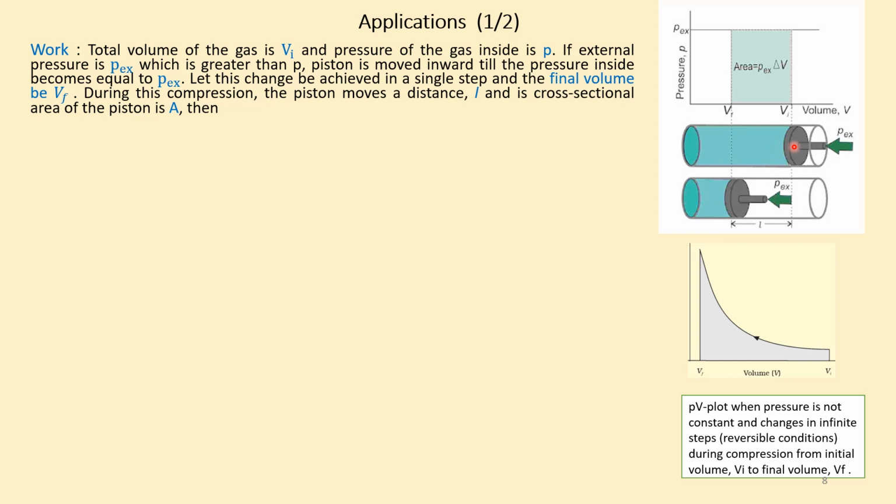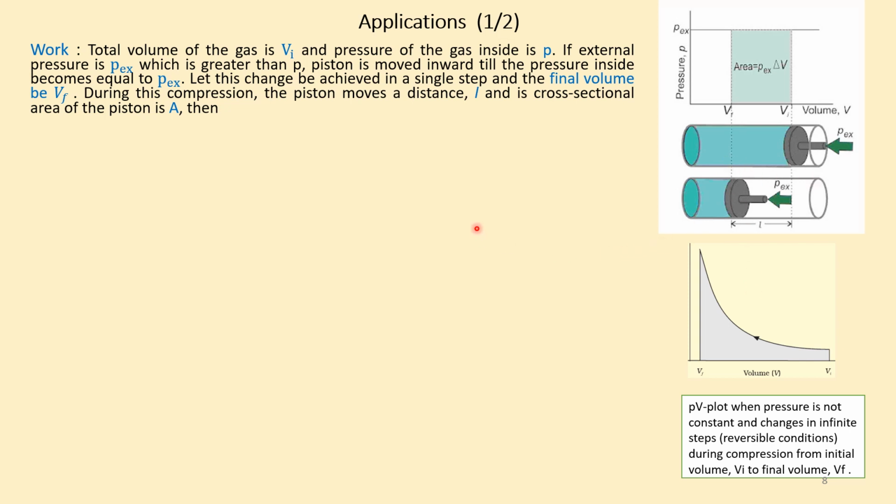Let this be the change in volume. So when it is compressed, the final volume is represented by Vf. Due to this compression, the piston moves a distance L. Initially it was here and in the final position it is here, and the distance between the two positions Vi and Vf is shown here. In the graphical representation, the initial volume is Vi here, the pressure was more, and then the final volume is shown here, and the graph goes down exponentially. So in the PV plot, when pressure is not constant, the changes in infinite-step reversible conditions during the compression from initial volume Vi to final volume Vf are shown in the diagram.